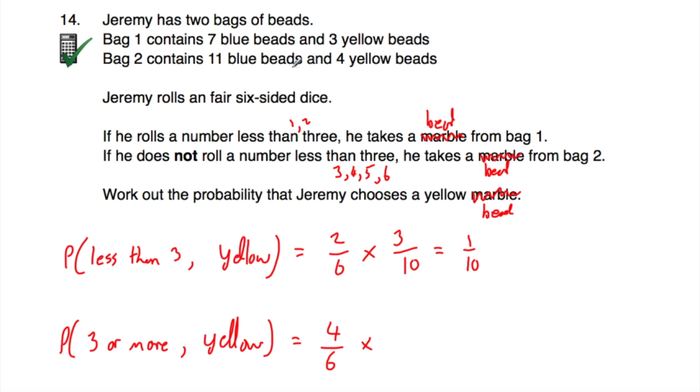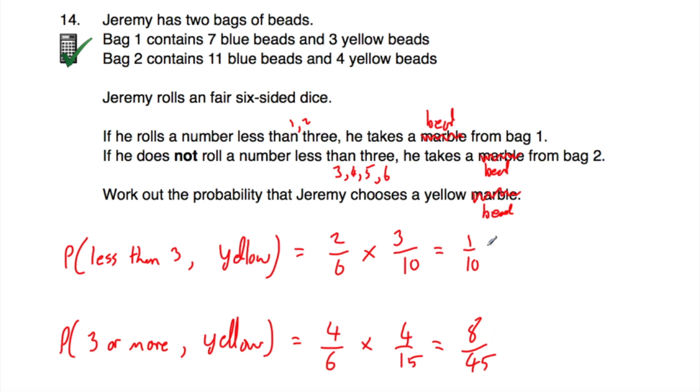So let's go up to bag 2, and we want to find the probability that he picks a yellow bead from bag 2. In bag 2, there are 15 beads altogether, and 4 of them are yellow. So the probability that he picks a yellow bead from bag 2 would be 4/15. If we multiply them together, that would be equal to 8/45. So the probability of Jeremy rolling a number that's not less than 3, so a 3 or 4 or 5 or 6, and then picking a yellow bead from bag 2 would be 8/45.